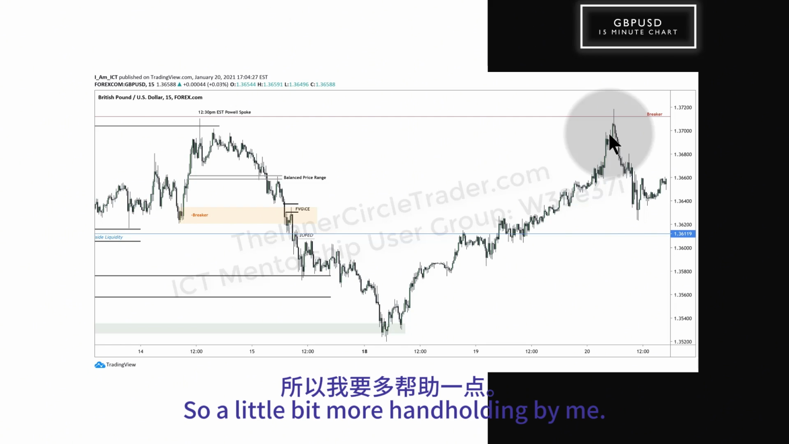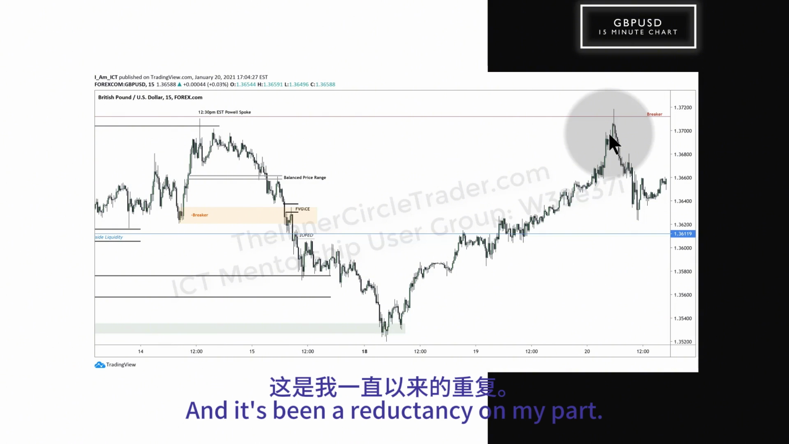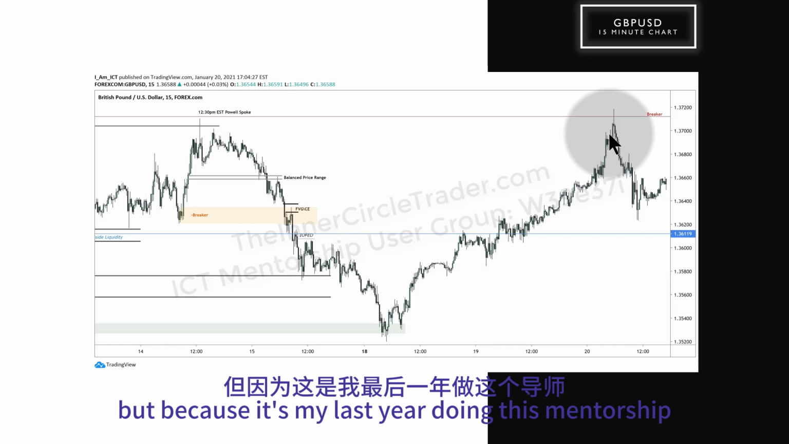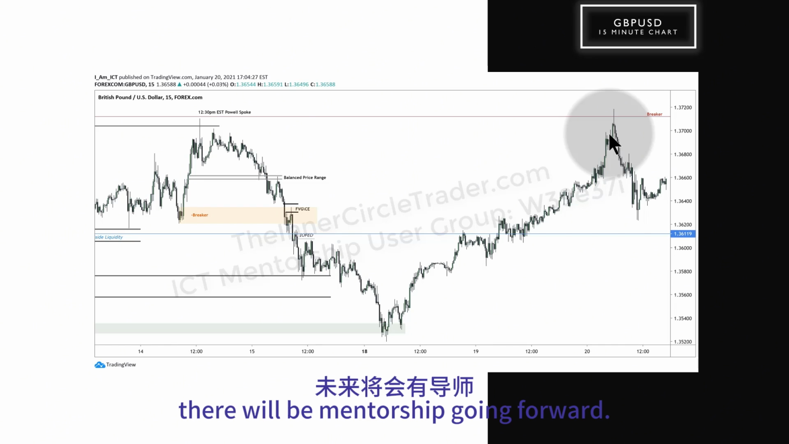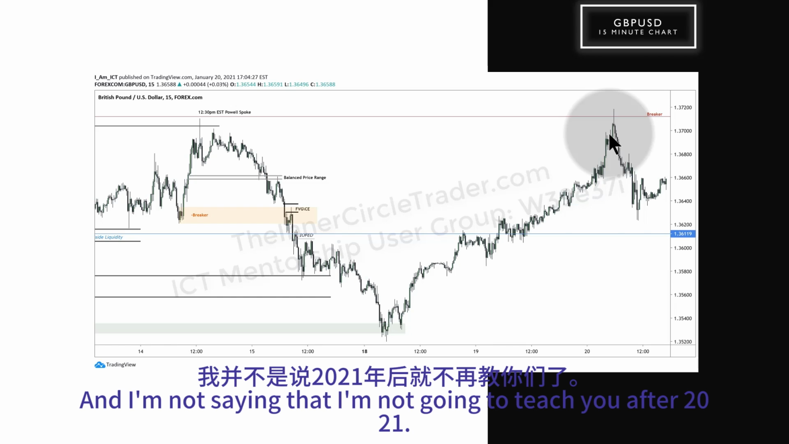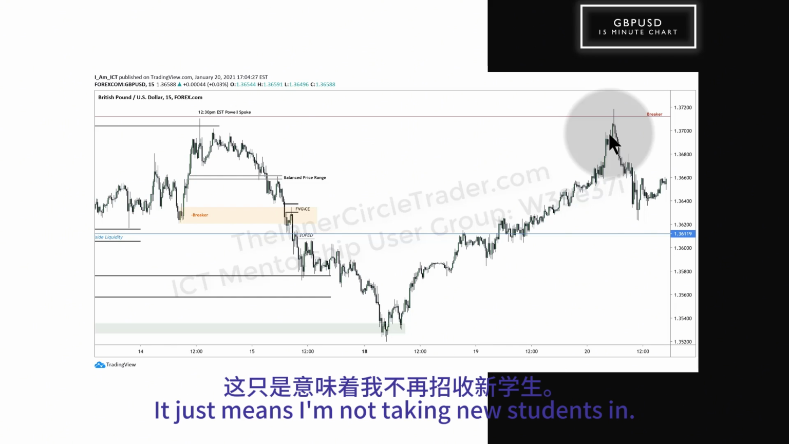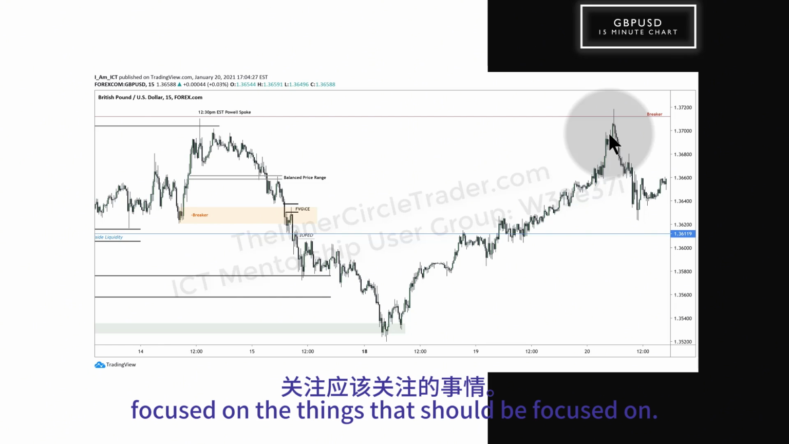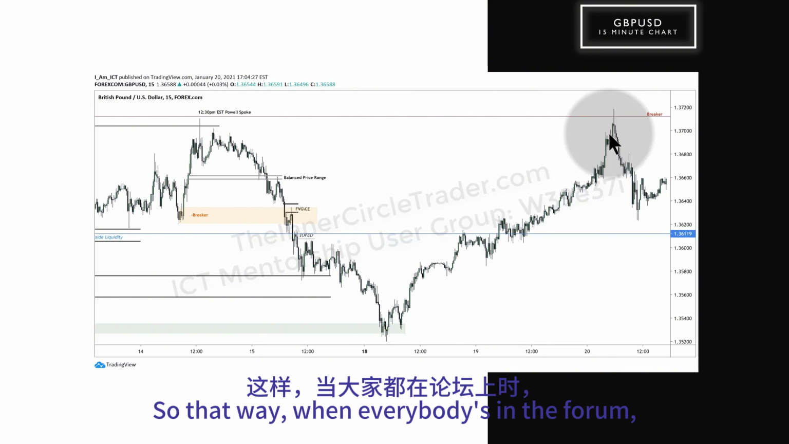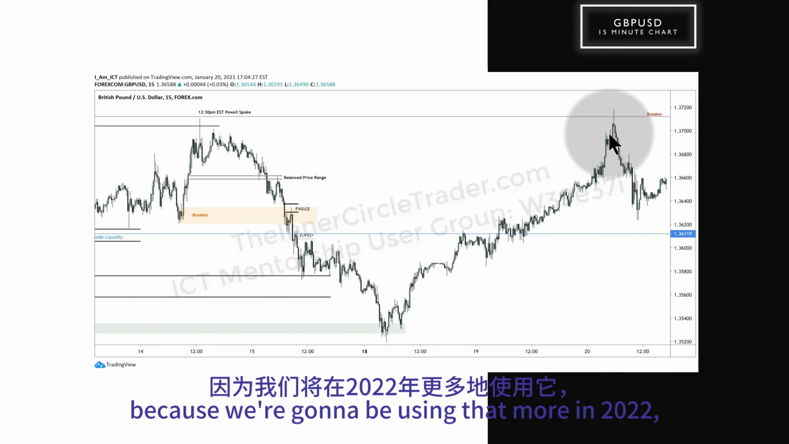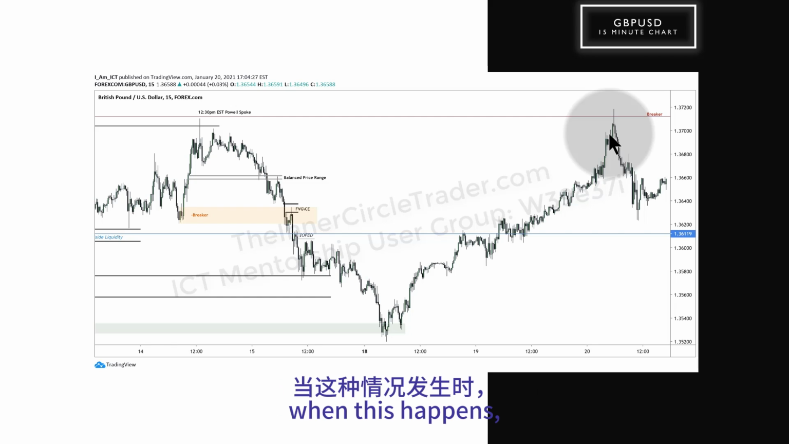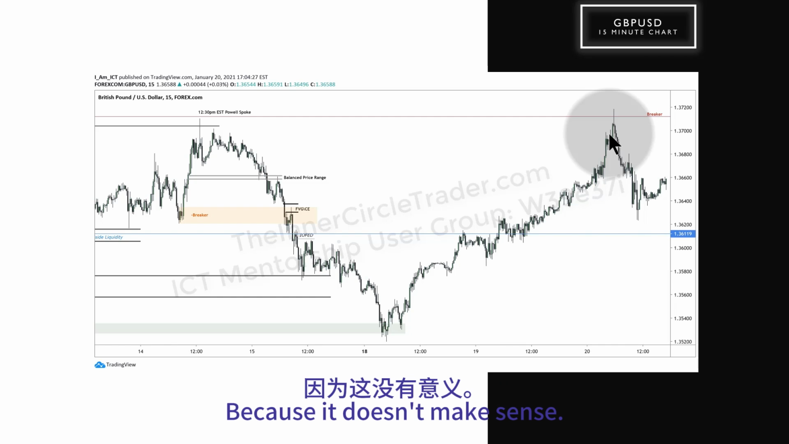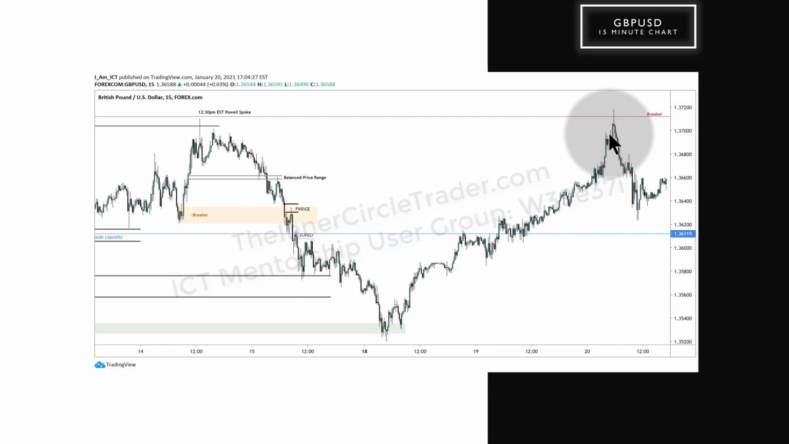So a little bit more hand-holding by me, and it's been a reluctancy on my part. I didn't want to do it, but because it's my last year doing this mentorship, enrollment, and all that stuff, there will be mentorship going on. I'm not saying that I'm not going to teach you after 2021. It just means that I'm not taking new students in. So I'm trying to get everybody focused on the things that should be focused on, so that when everybody's in the forum, because we're going to be using that more in 2022, we will all understand each other. So it won't be like, hey, can you do a video on that, Michael, because it doesn't make sense. You're going to know what I mean, okay?